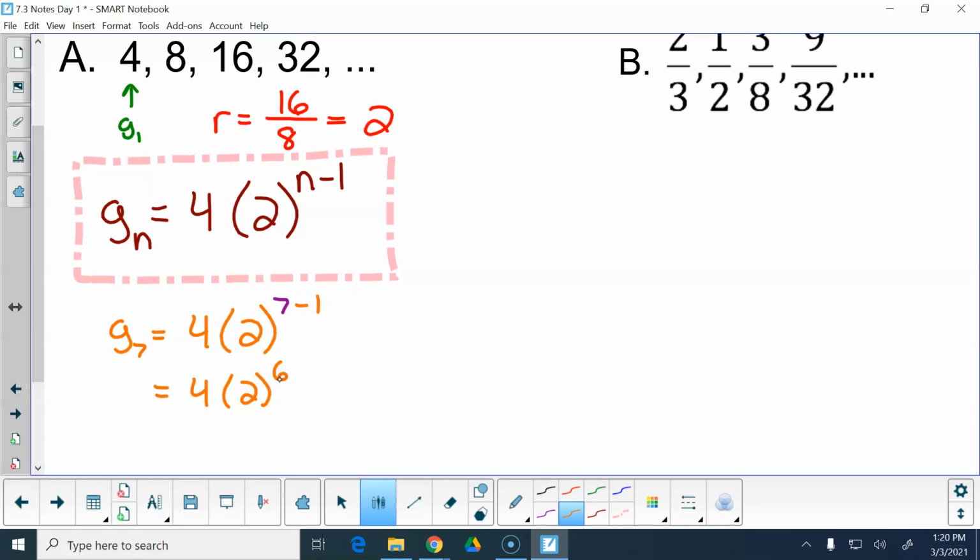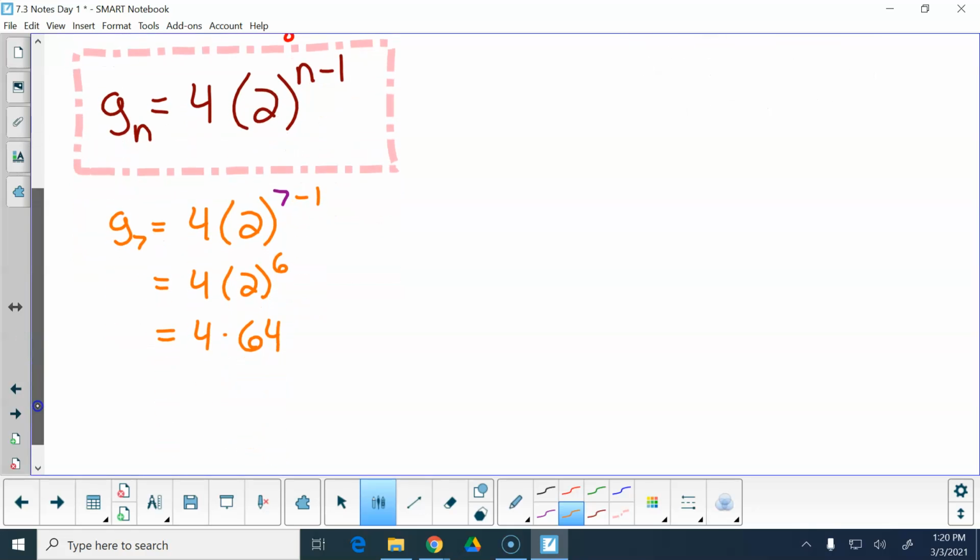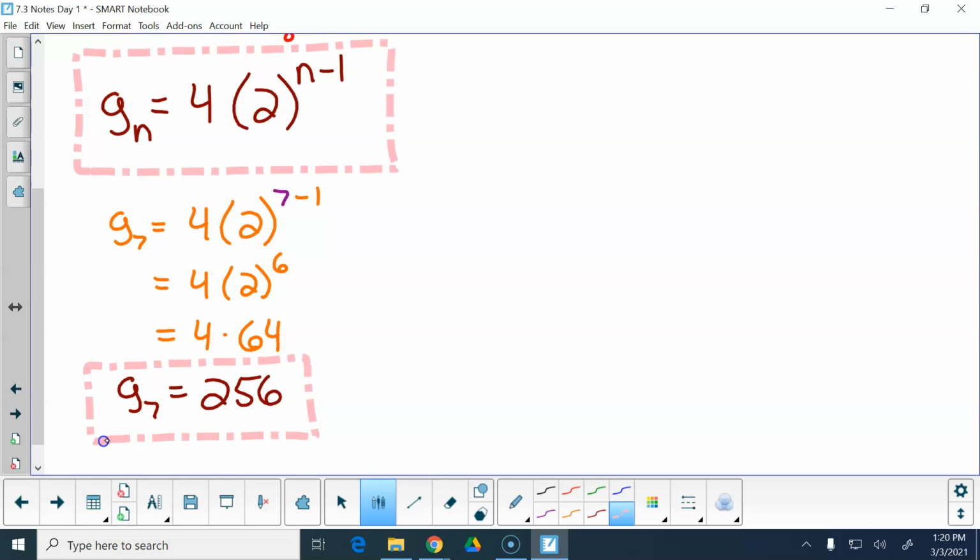So this is 4 times 2 to the 6th power. 7 minus 1 is 6. 2 to the 6th power is 64. 4 times 64 is 256. So the 7th term in this geometric sequence is 256.